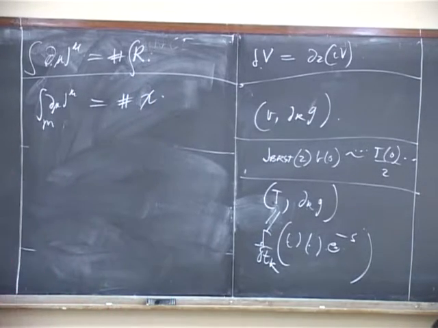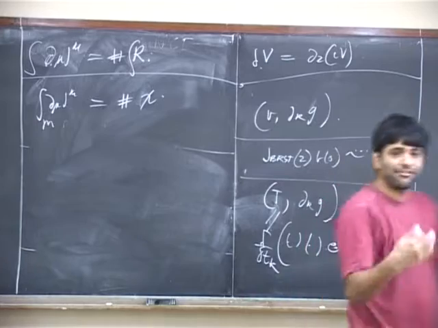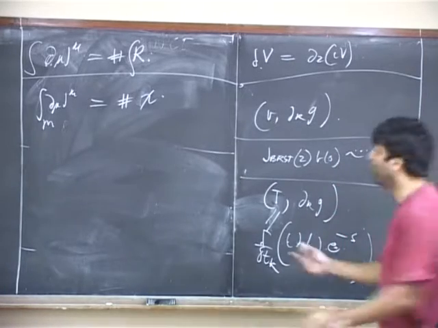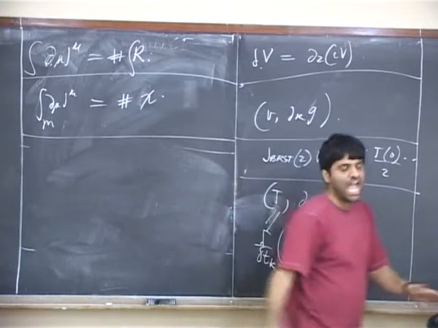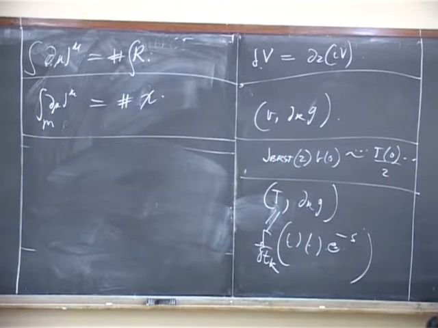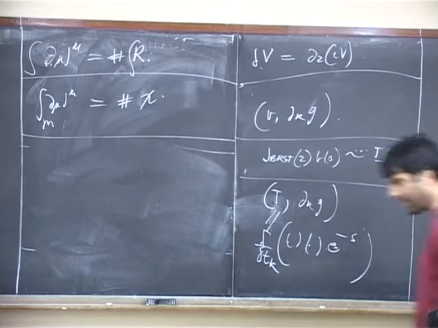Okay, now what does that mean? What does that mean from the point of view of string calculations, or from the point of view of calculating correlation functions of the BC CFT on any Riemann surface?